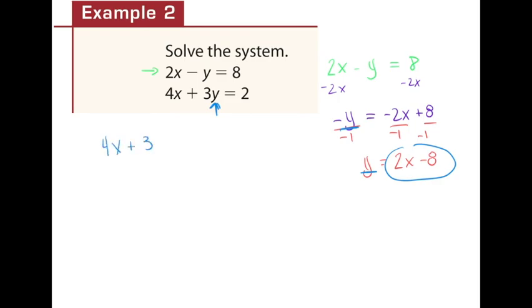4x plus 3. You'll notice that I am putting parentheses around this when I plug it in. Why is that important? Well, that 3 has to distribute to that entire group. But I already now have something I can solve. I'm going to distribute that 3. 3 and 2x is 6x. 3 and negative 8 is negative 24. Now I have something I can easily solve. Combine my like terms.